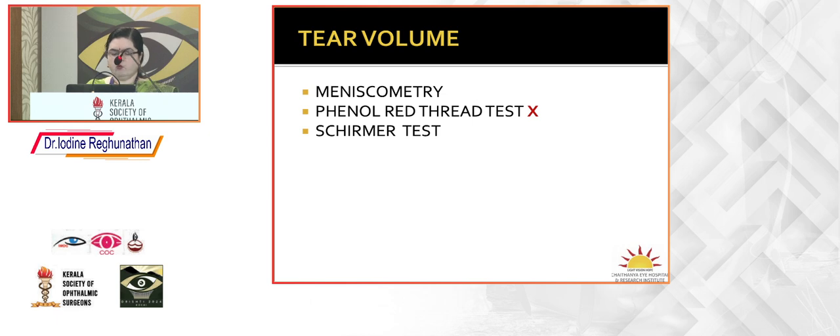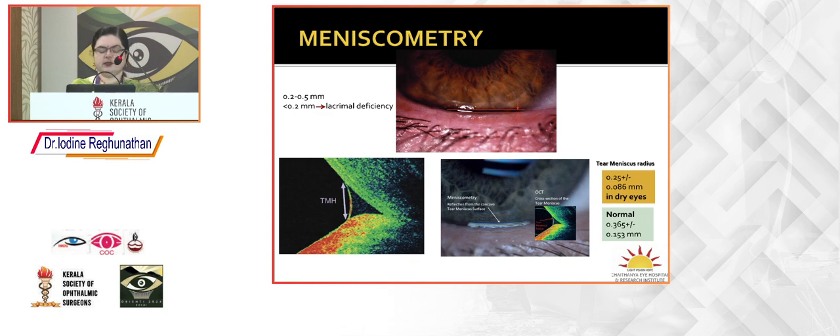Then the tear volume. The key tests are meniscometry and the Schirmer test. Meniscometry is the tear meniscus height, which is measured with special instruments. Normal is 0.2 to 0.5 millimeters, and less than 0.2 millimeters indicates lacrimal deficiency. Similarly, we can measure the reflection from the convex tear meniscus surface. The tear meniscus radius can be measured with OCT, and it's typically lower in dry eye patients.